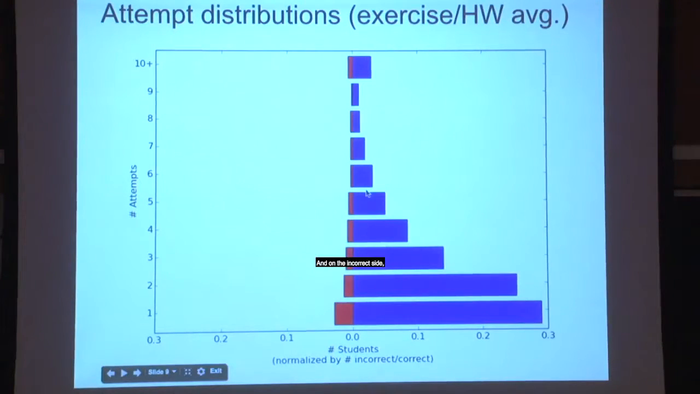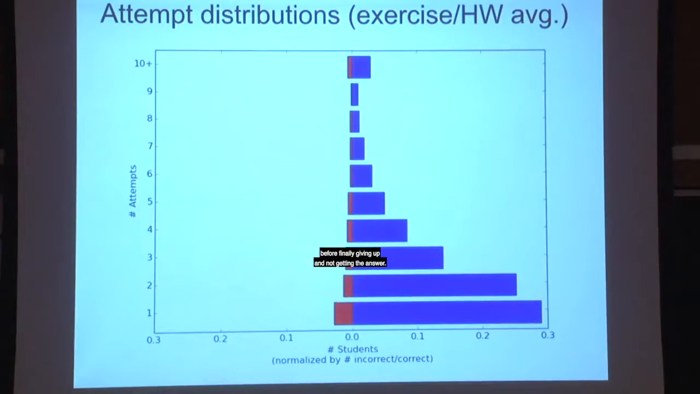And on the incorrect side, we see a similar pattern. A lot of students tried it once and then gave up. Several students tried it a few times, and the numbers dwindle as you go higher up. And again, we have a few poor, frustrated folks at the very top who tried 10 or more times before finally giving up and not getting the answer. Thankfully, the proportion is quite small, although it would be ideal to improve that in the future.